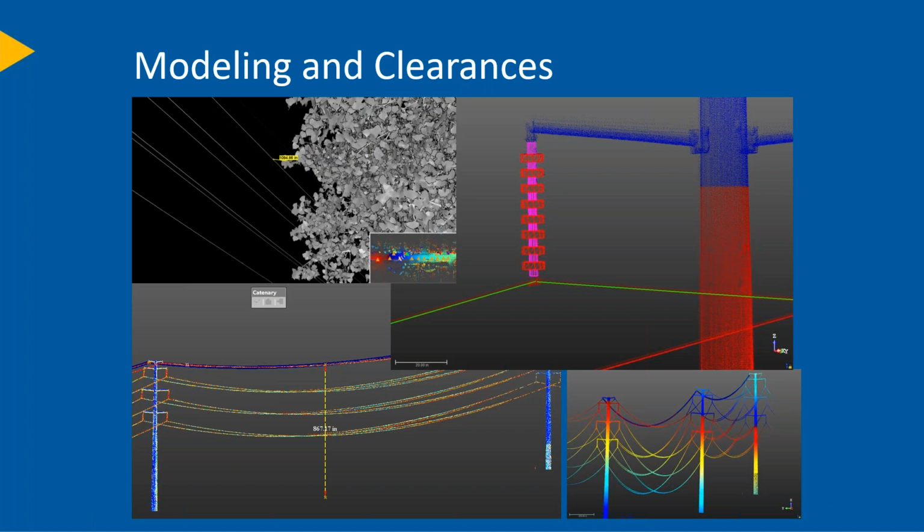And you also have coloring options. In the lower right, you see an elevation-based rendering showing the point cloud at different elevations. So it just makes it very easy to quickly see what's going on. And again, when modeling, there's tools to automatically model or semi-automatically model these lines, power lines, and objects as well.